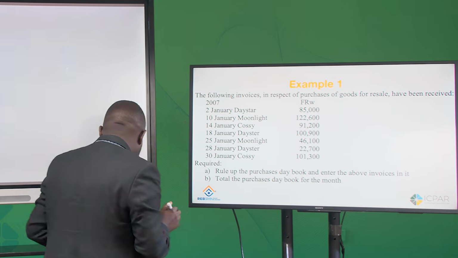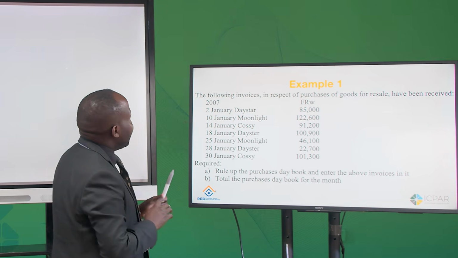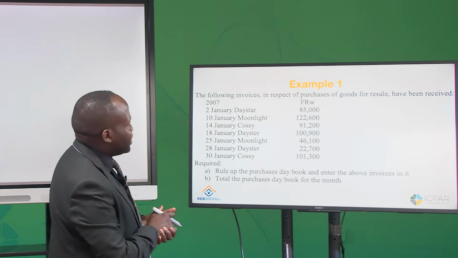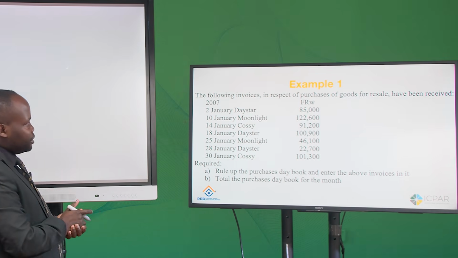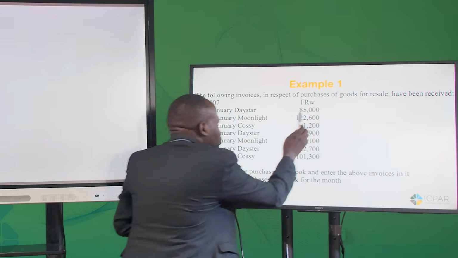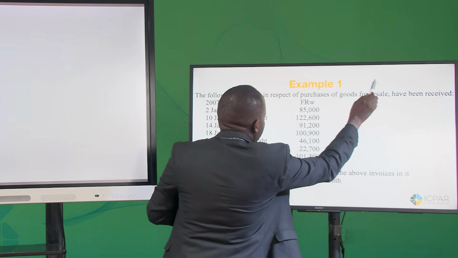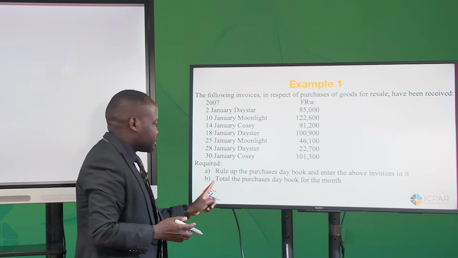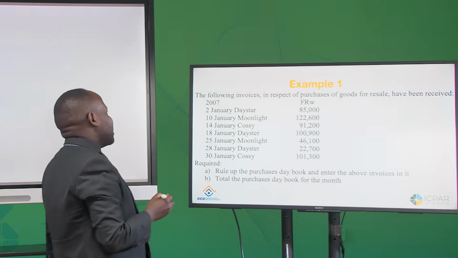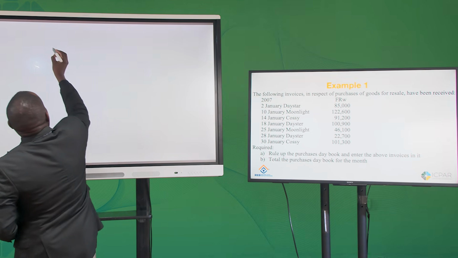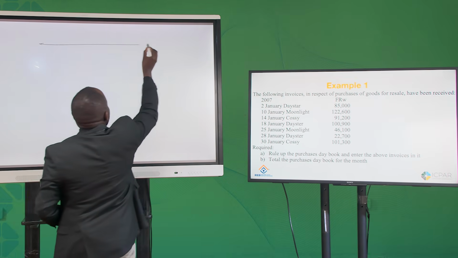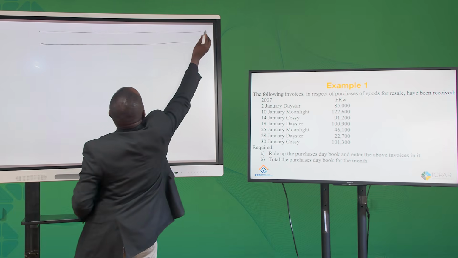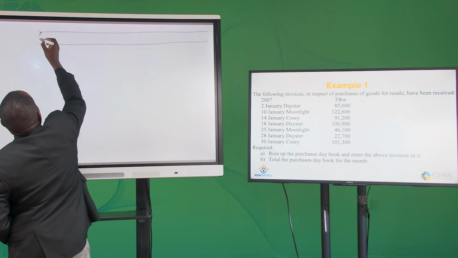An example. Now, we have here an example. The following invoices in respect of purchases of goods for resale have been received. So all these are in respect of purchase of goods for resale. So rule up the purchase day book and enter the above invoices. Total the day books for the month. So here we'll just have a simple illustration of a purchase day book.